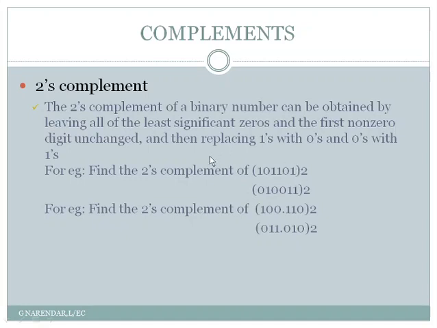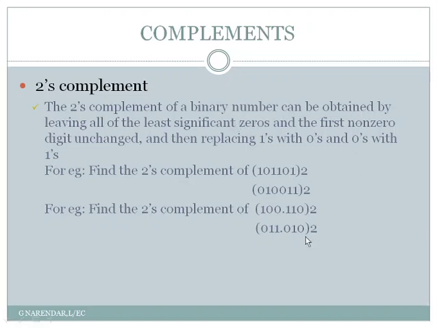And the procedure remains the same whether I want to write the two's complement of a binary number that has a binary point or not. So we will take one more example where we obtain the two's complement of a binary number which has a binary point. Find the two's complement of 100.110. So the procedure is the same.